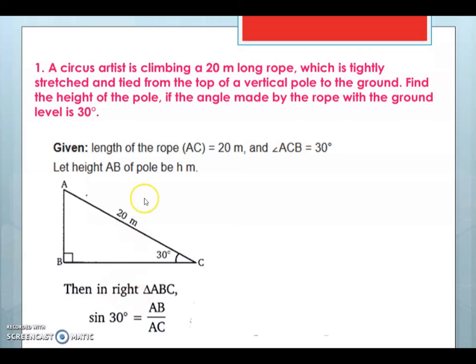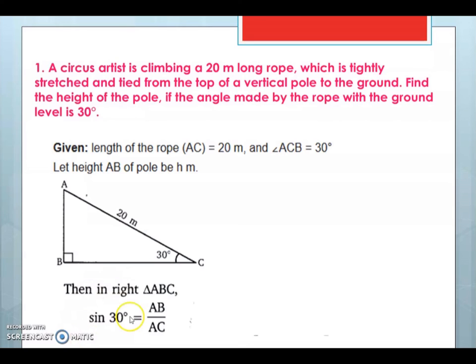Once you get the figure, you will mark all the given things. For example, here AC is the hypotenuse that is given to you, angle is given to you, and what you have to find out with respect to angle is the opposite side. The perpendicular side is what you have to find out. Now, which are the trigonometric ratios that can give you the relation between this height and the hypotenuse is what you have to see. So the trigonometric ratios that can give you the relation between the hypotenuse and the opposite side are sine theta or cosec theta.